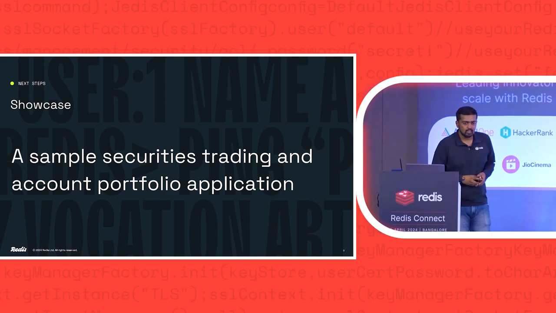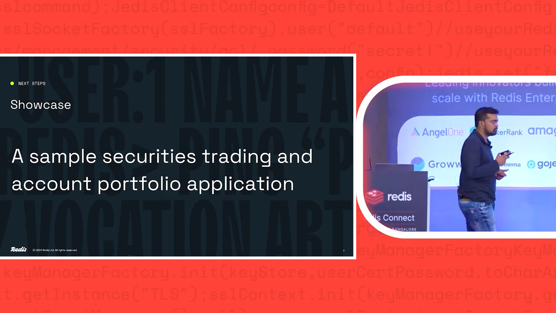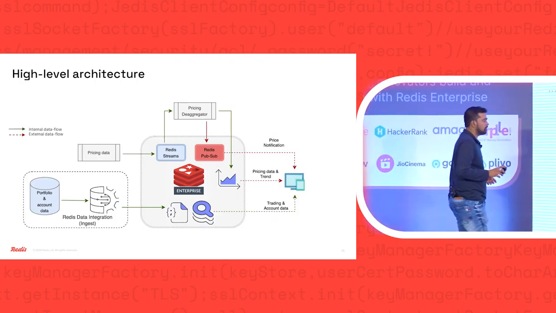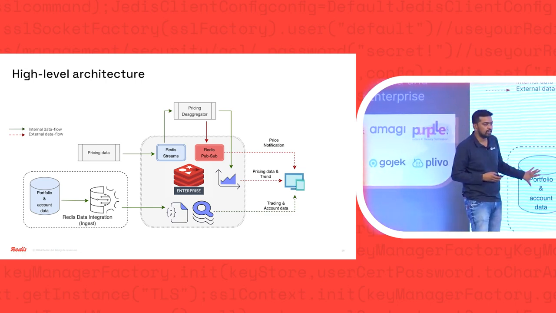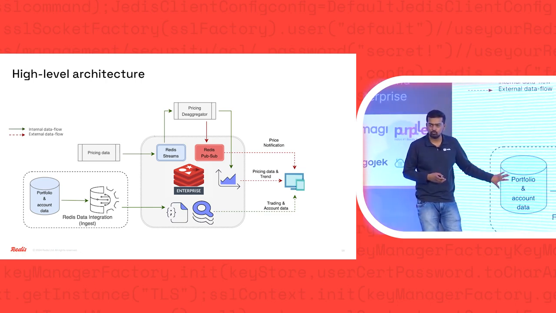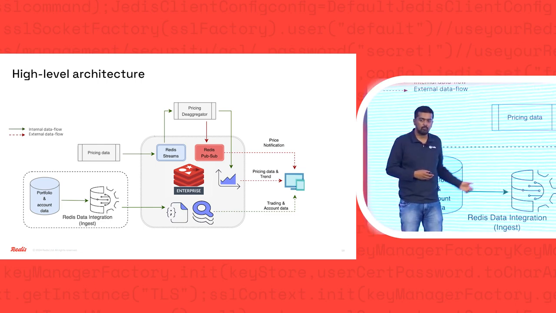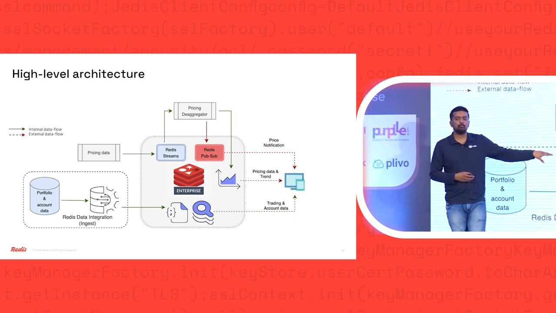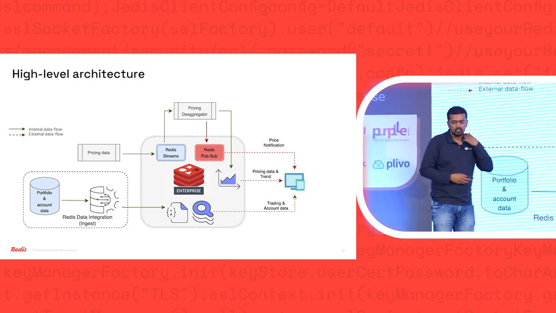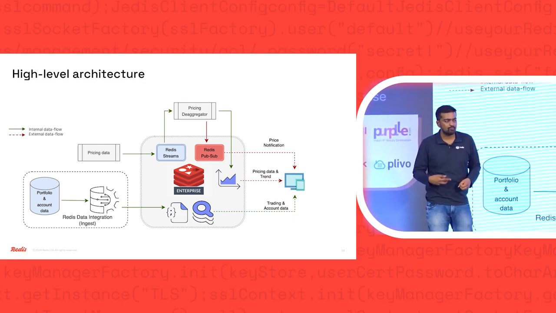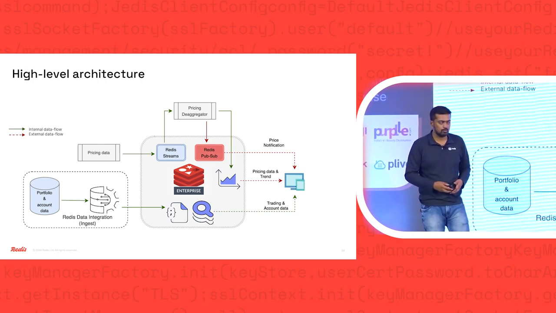So now let's see the architecture of a stock trading app, which I will be demonstrating now. So as I said, I have portfolio data and account data of a customer in my relational database. I will use RDI to replicate the data from the relational DB to JSON, on top of which I will create indexes so that the data can be queried fast and we can perform aggregations on top of that.